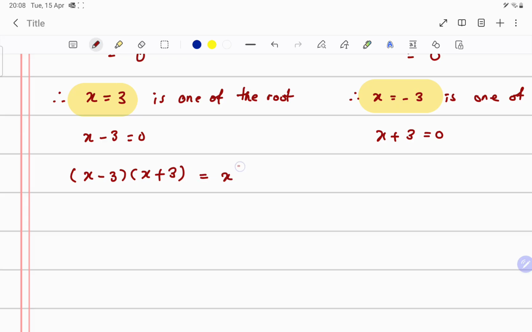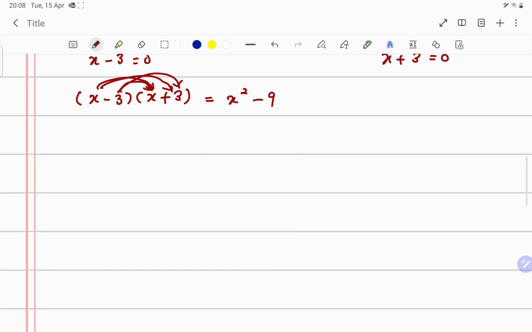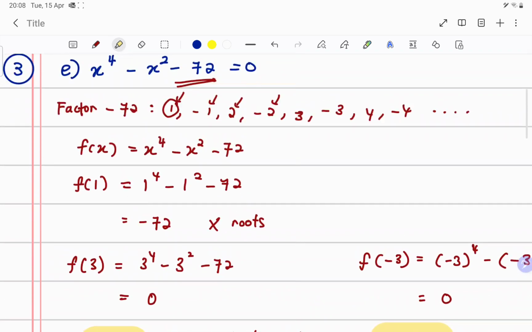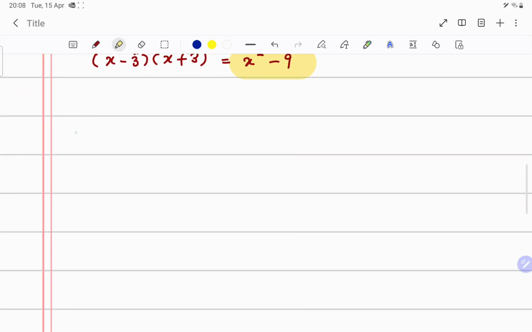Okay, so you expand, and you're going to get x squared minus 9. This is how you expand, one by one. Then you will get x squared minus 9. So right now, this x squared minus 9 will be your divisor, which you can use. You can divide the function x to the power of 4 minus x squared minus 72 by x squared minus 9 using long division.